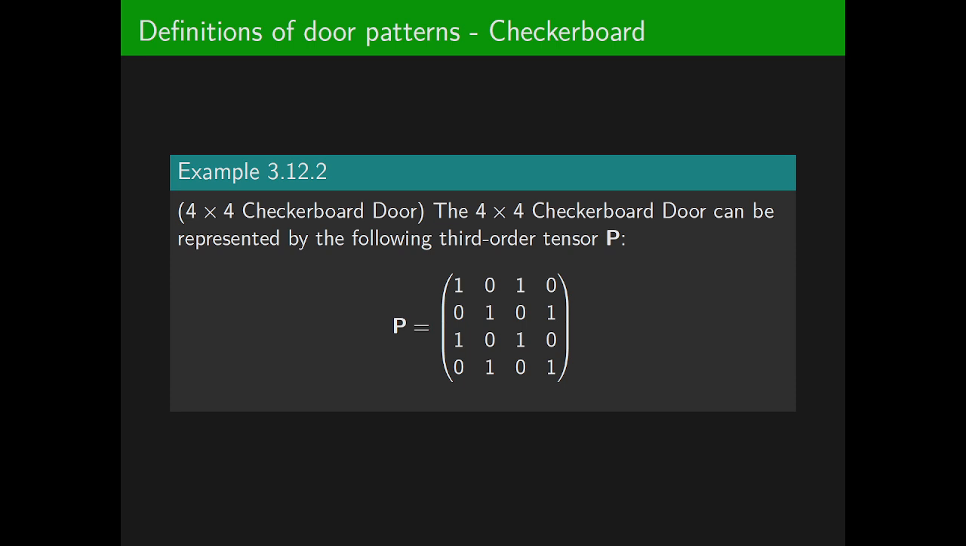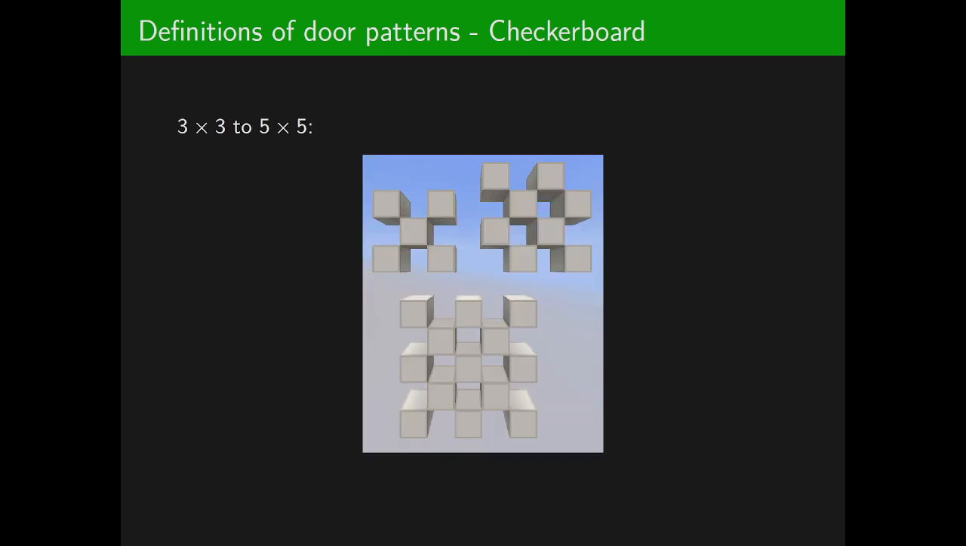And then 4x4 checkerboard door, just a bunch of crosses, you can say. Then 3x3 to 5x5 looks like this. Also, it's important to notice that the checkerboard pattern really looks like this for 3x3 and 5x5. Don't invert it. Don't have the zeros as ones and don't have the ones as zeros. It's important that it looks like this. Otherwise, it's a different pattern, which is actually not even defined.